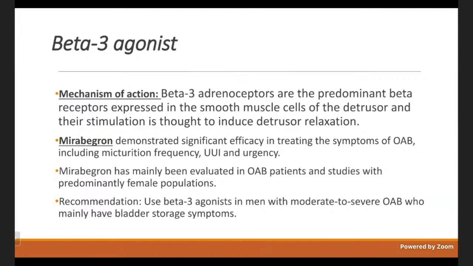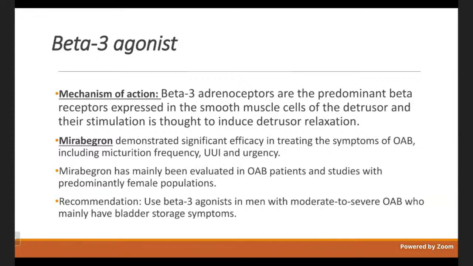One more drug which has lately been used in patients with BPH with lower urinary tract symptoms is the beta-3 agonist. Again, this beta-3 agonist is very important in the management of storage symptoms. That is, if the patient is having frequency, urgency, nocturia with other lower urinary tract symptoms, that is, the storage symptoms are more predominant, then we can use this beta-3 agonist.